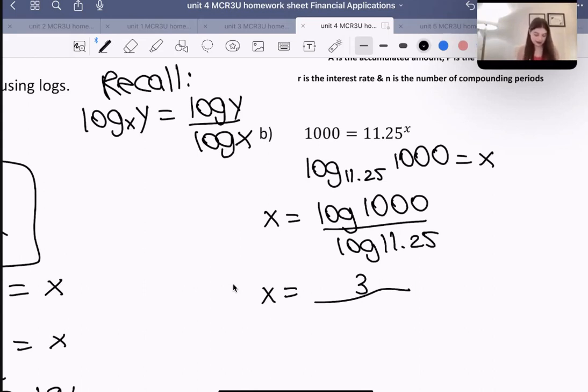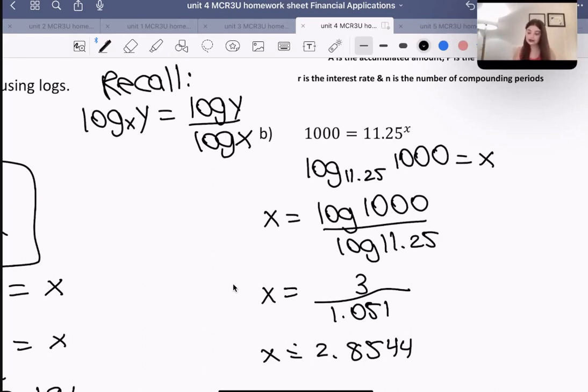So what is log 11.25? Let's see. That I don't know. I will admit I don't know that one. Okay, that one's going to be 1.0511 approximately. Let's just end it there. Just 1.051. And then let's divide that. So 3 divided by 1.051 is equal to 2.8544 approximately.